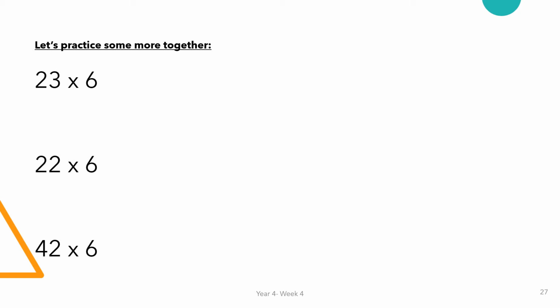23 multiplied by 6. Remember, our first step was to break this down into an easier question. So we're going to make it 23 multiplied by 3. We know, if we do our split strategy, 3 multiplied by the 2 is 6, because it's in the tens column, it's 60. We've got 3 multiplied by 3 equals 9. So the answer is 69. Then we're just going to double 69.